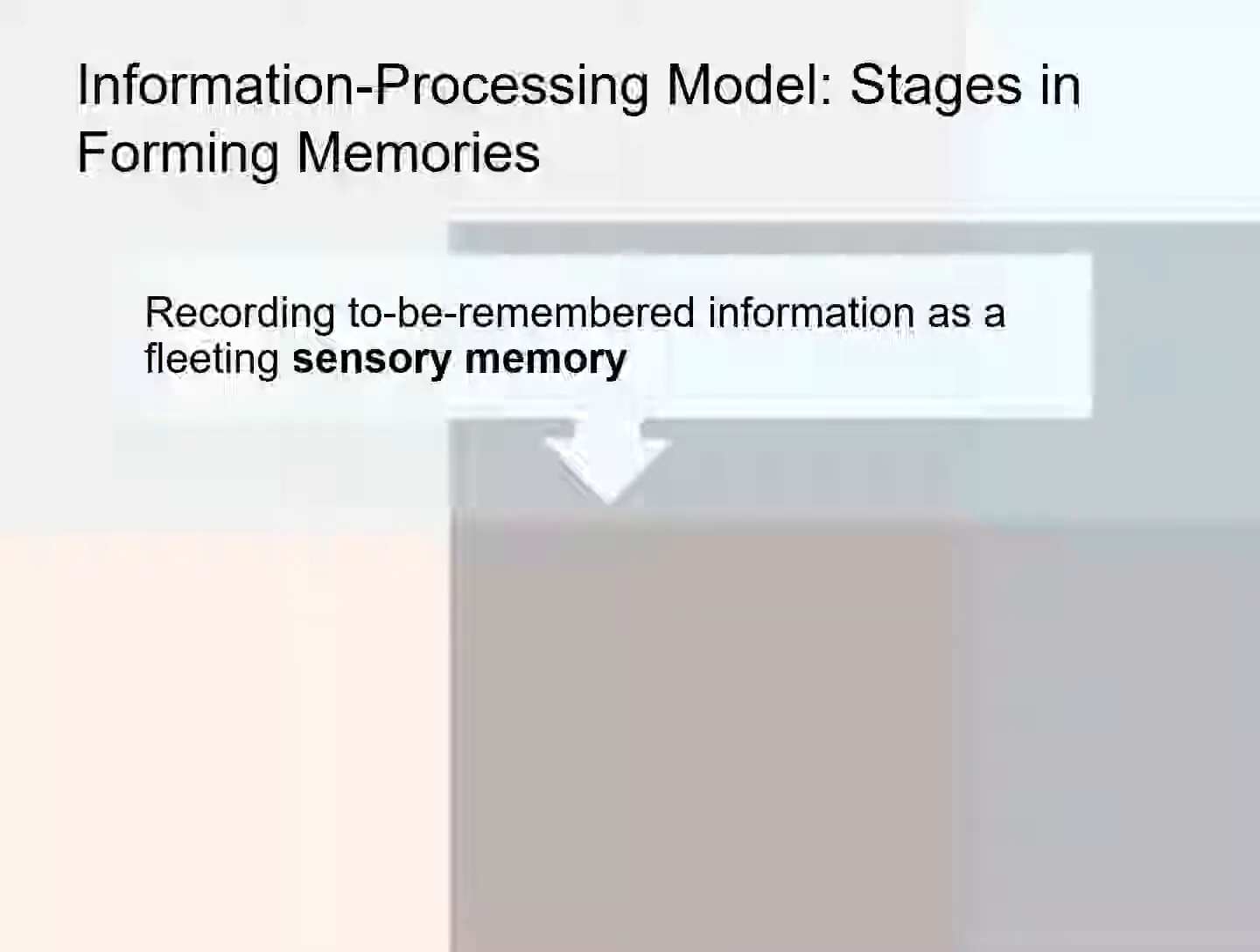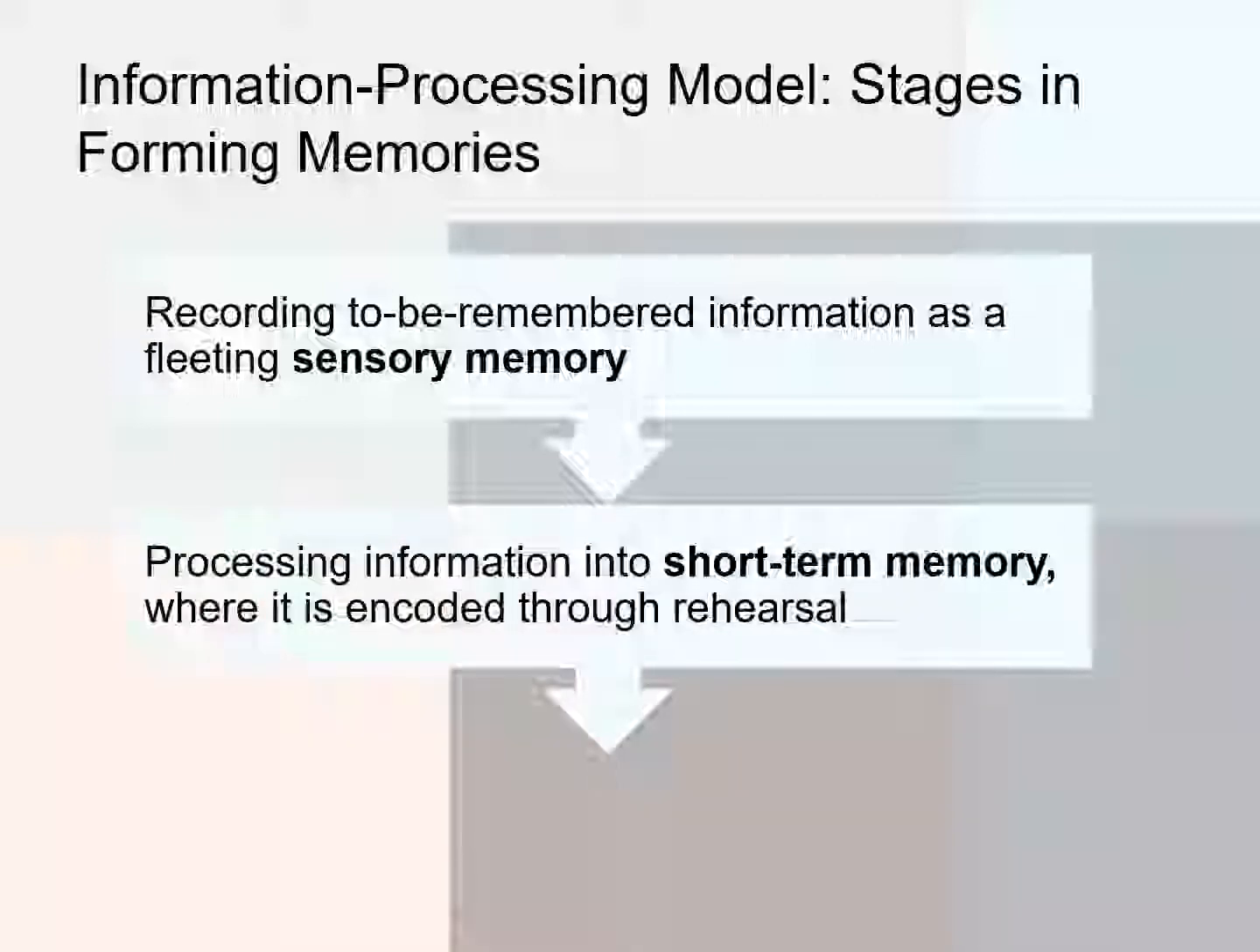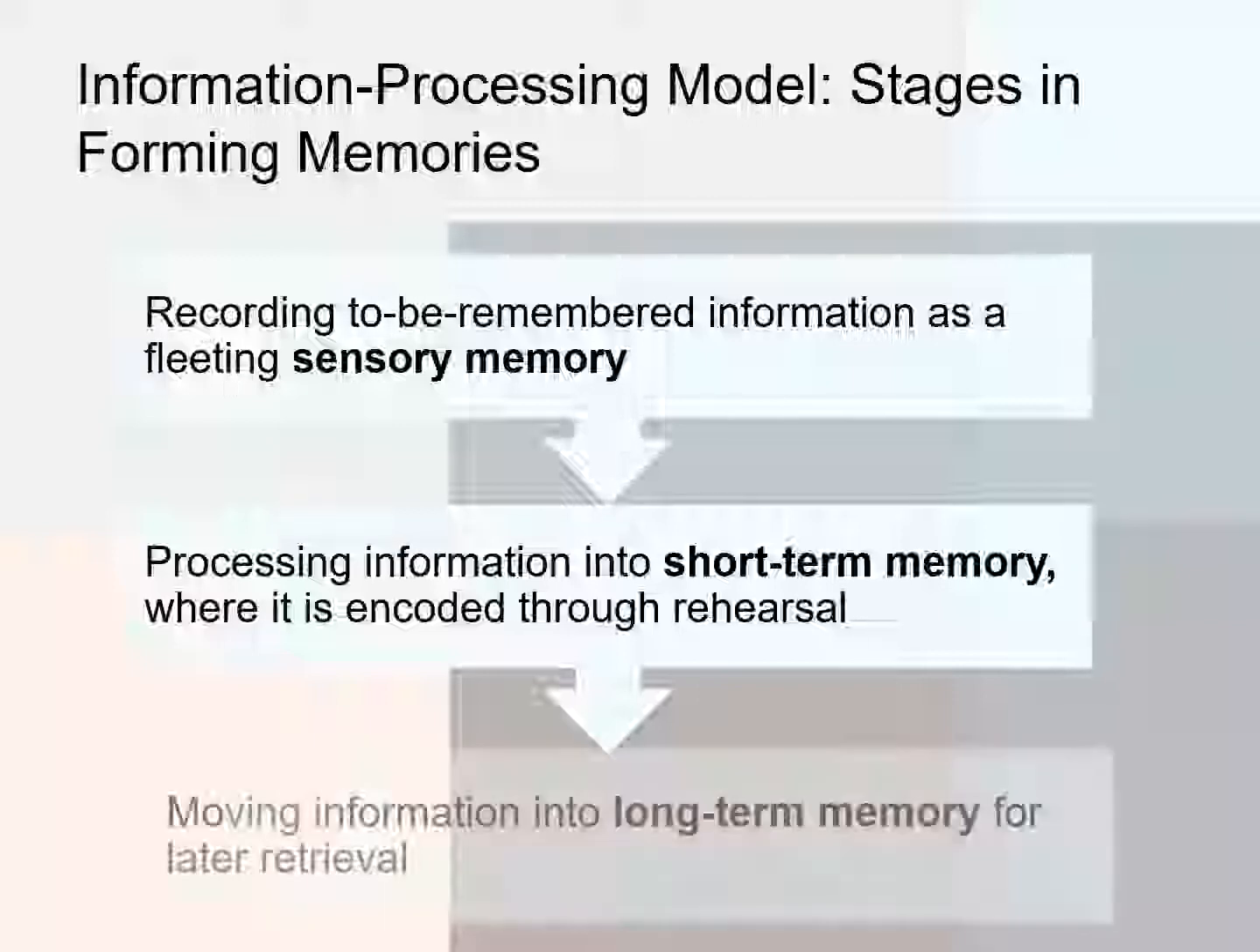So the stages in forming memories. First you have to experience the information at some level with your senses. Then you have to process that information in what's called the short-term memory, where it's encoded through rehearsal. And then the information needs to be moved into long-term memory for later retrieval.